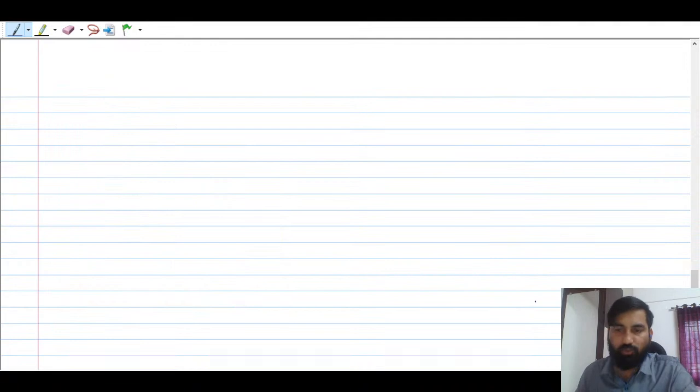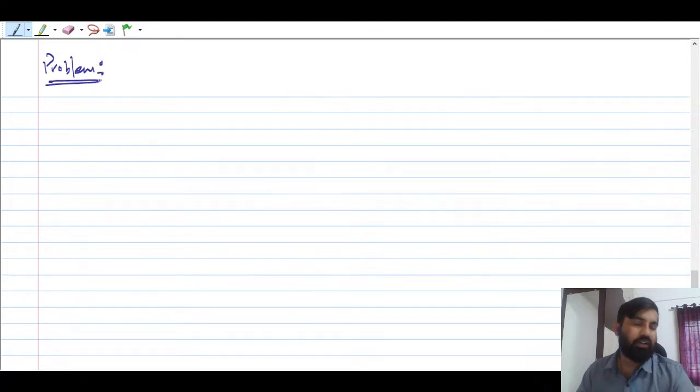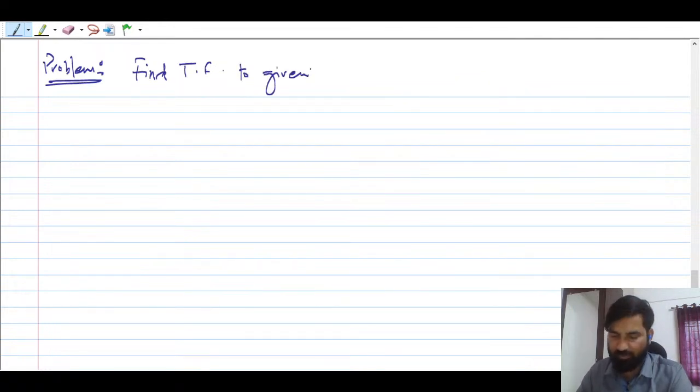Now, suppose we have got a question here. Let me take one problem directly to understand this concept. The problem here is to find the transfer function of the given state model.